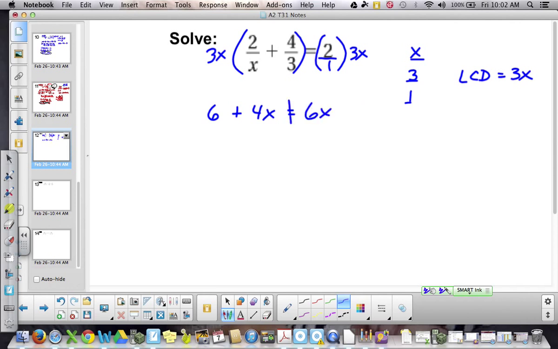So to solve it, subtract 4x on both sides. This is linear, so we're just undoing. We get 6 equals 2x, and then divide by 2 to undo the multiplying by 2. You get x equals 3. If you plug that back in, 2 over 3 plus 4 over 3 is 6 over 3, which is equal to 2. So it does in fact work.